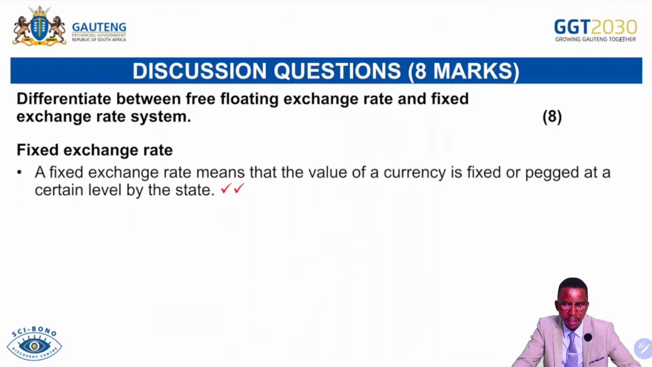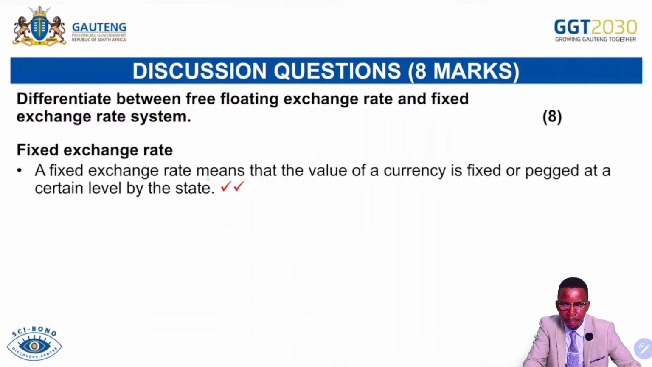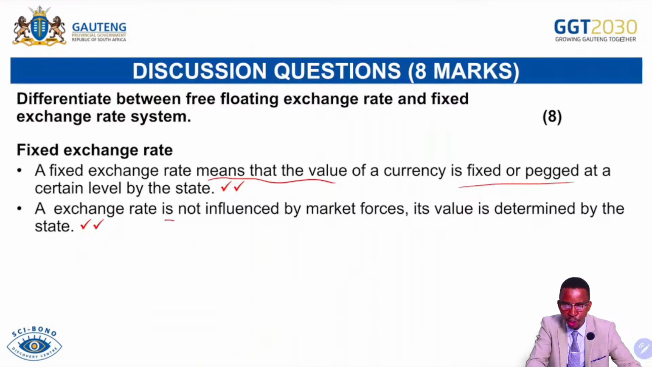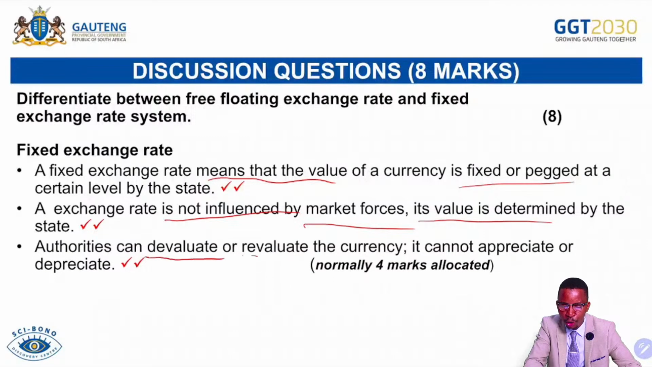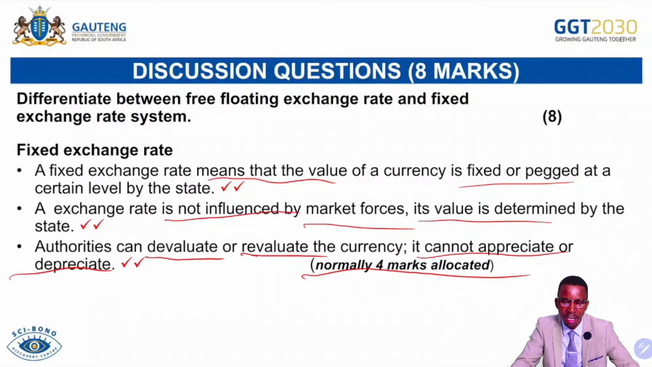We check a fixed exchange rate. It means the value of the currency is fixed or pegged at a certain level by the state. So the exchange rate is not influenced by market forces. Its value is determined by the state or the government. Authorities can devaluate or revaluate the currency. It cannot appreciate and depreciate. Remember, the fixed exchange rate cannot appreciate or depreciate, but it can revaluate or devaluate. Normally, that is done by the government or authorities.